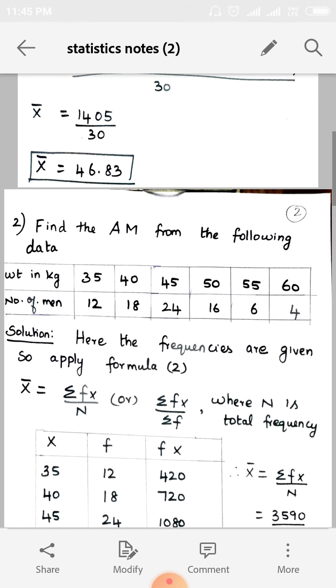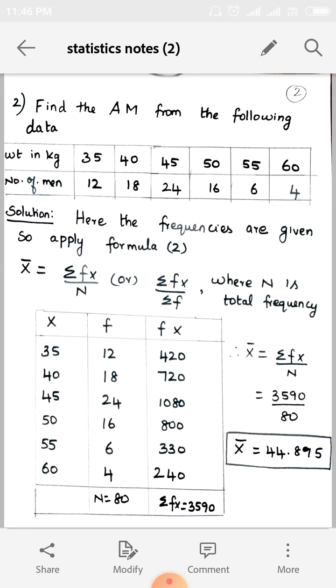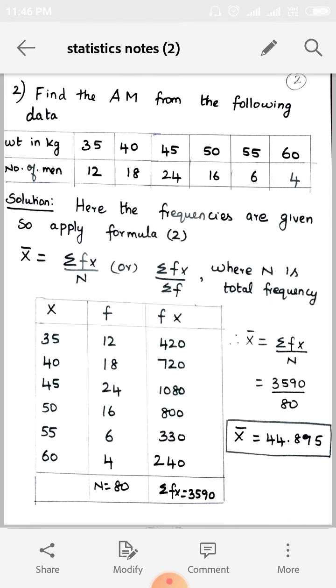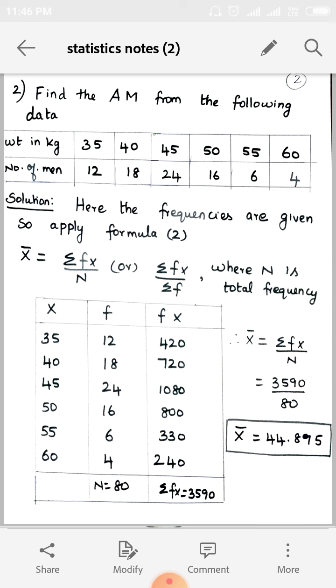Let's see the second one. Find the arithmetic mean for the following data. The first row values are weight in kg: 35, 40, 45, 50, 55, 60. And the second row is number of men: 12, 18, 24, 16, 6, 4. Right, find the arithmetic mean. So this is type 2. Type 2 is a discrete frequency. Weight in kg is nothing but x, and number of men is nothing but frequency. Yes, x values are given and frequencies are given. So we have to apply formula 2.